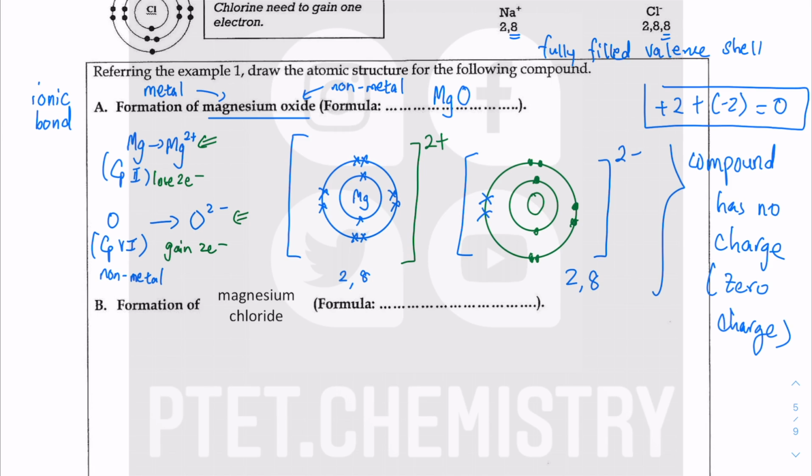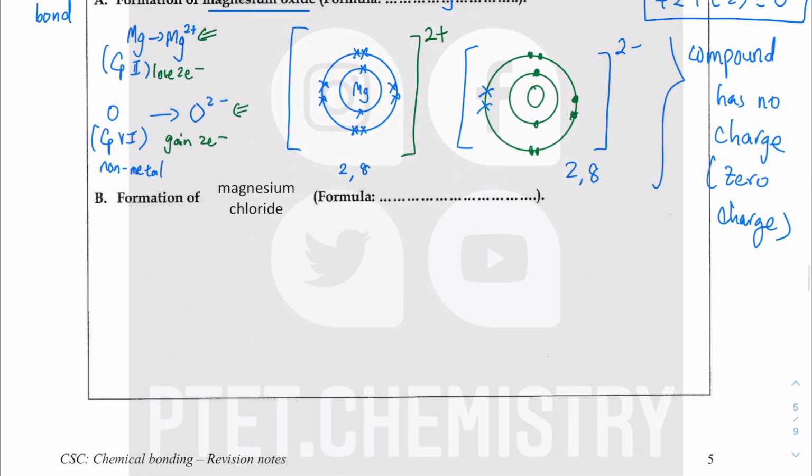Now, we've got to think about this next thing. It's called magnesium chloride. Magnesium chloride contains 2 elements. So it's magnesium, which is 2,8,2, a group 2 metal. You want to get to a fully filled outer shell, so it becomes 2,8.